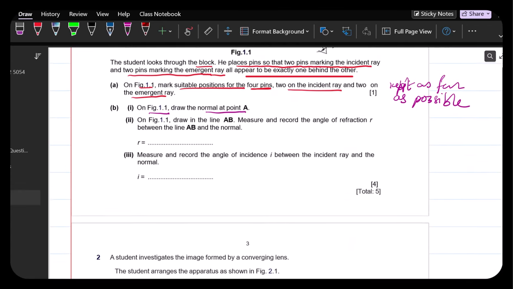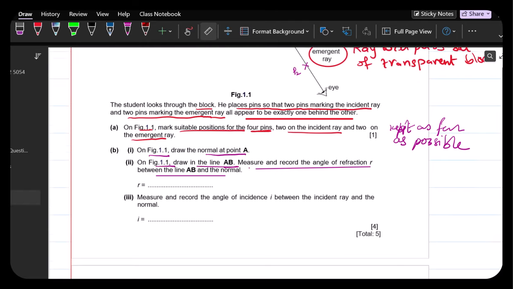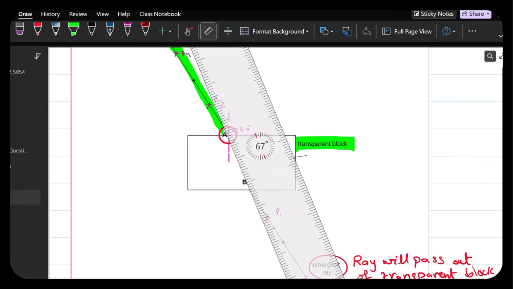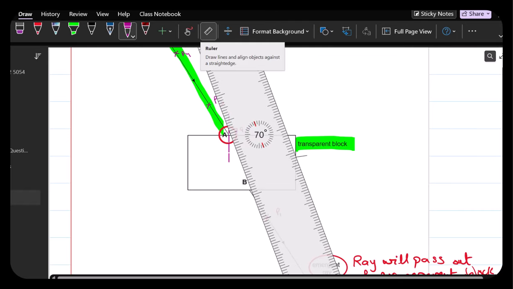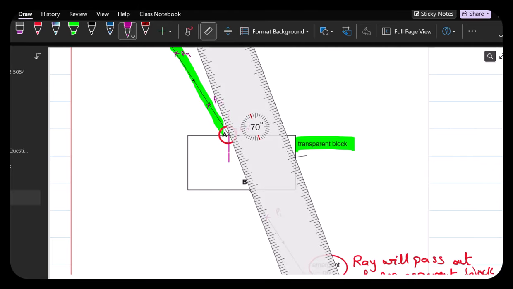Moving to the next part on figure 1.1: draw in the line AB. Draw in the line AB, measure and record the angle of refraction r between the line AB and the normal. So from A to B we have to draw the line, joining these two points. It will be somewhere like here. So I'm going to draw a line here from A to B.